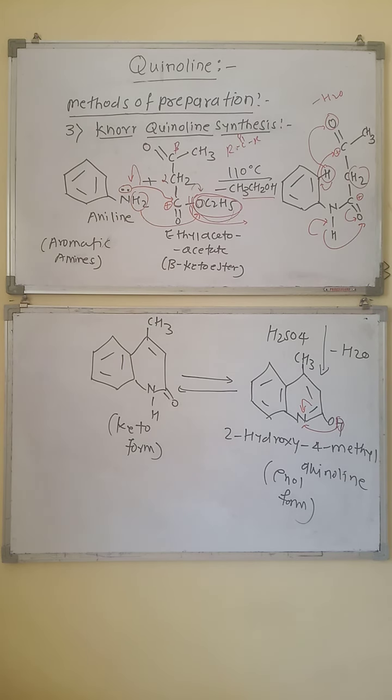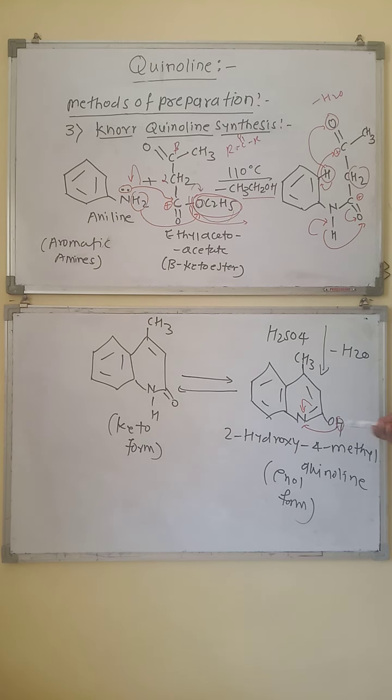of an OH group. Okay. Now the whole structure will contain a double bond between this carbon and this nitrogen, a nitrogen-carbon double bond, and there is a formation of an OH group. Now we get this structure. It is a derivative of quinoline, that is 2-hydroxy 4-methyl quinoline.